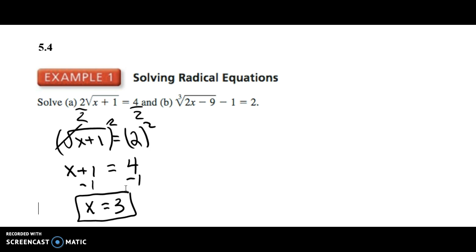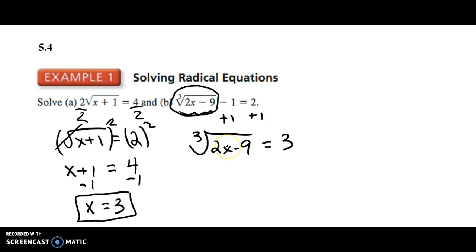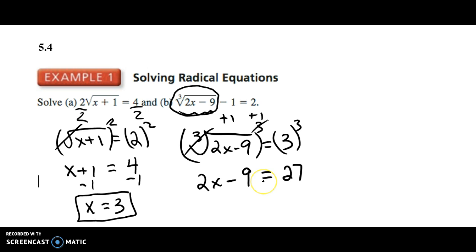Now let's try b. First thing you want to do is get the radical part by itself. So we need to get rid of this negative 1 by simply adding 1 to the other side. Next, we want to get rid of the cube root by cubing both sides. A cube and a cube root will cancel, and you're left with 2x minus 9 equals 3 cubed, which is 27. You'll then solve for x like you would normally. First, add 9 to the other side, and then you can divide both sides by 2, and you get 18. Again, you want to plug 18 back into the original equation and make sure it's a true statement.